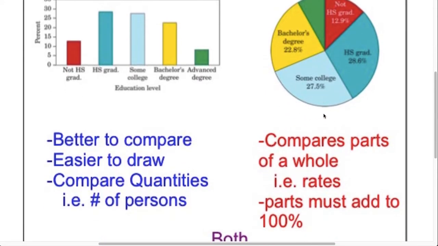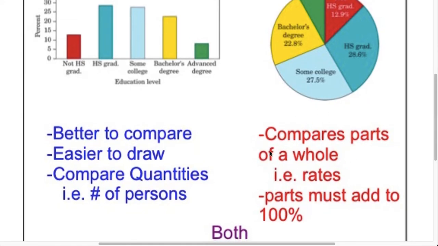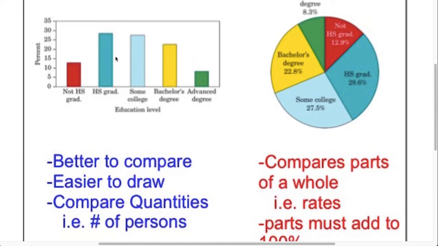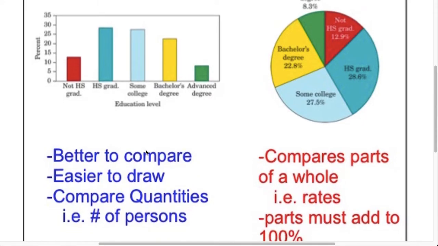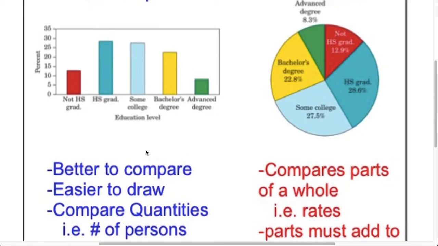Now, numerically, comparing parts to a whole, in other words, a percentage, is always a little bit easier. Bar graphs are easier to create. Again, we're kind of talking by hand in that sense, because on Google Sheets you'll find that they're both equally as easy or equally as difficult.